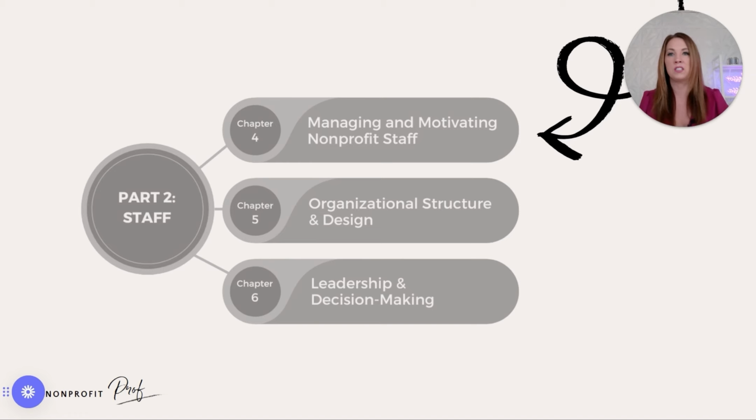In this chapter, we're going to start with managing and motivating nonprofit staff. Then in the next lesson, we'll talk about organizational structure and design, and then we'll conclude this part with a section and discussion on leadership and decision-making.